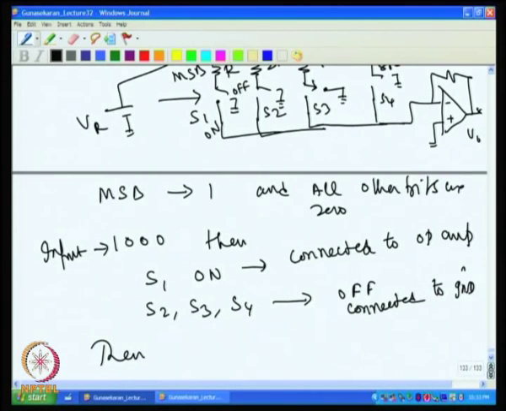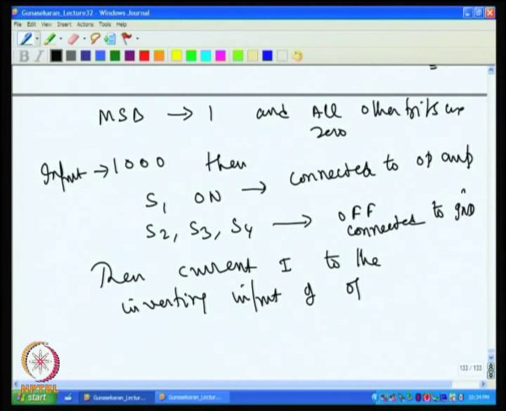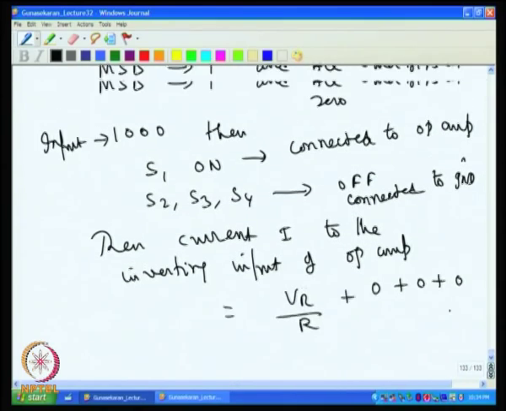Connected to ground. Then current to the minus input, then current I to the inverting terminal, inverting input of op amp is V reference by R plus 0 second stage, third stage 0, third stage 0. Because other currents are actually connected to ground.